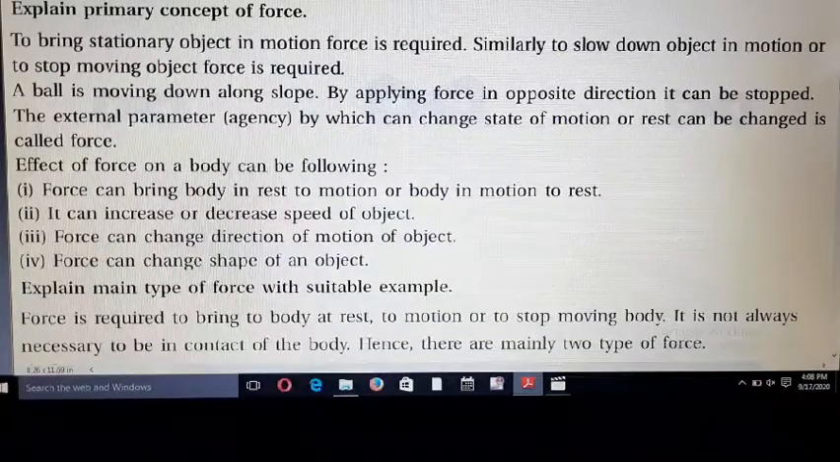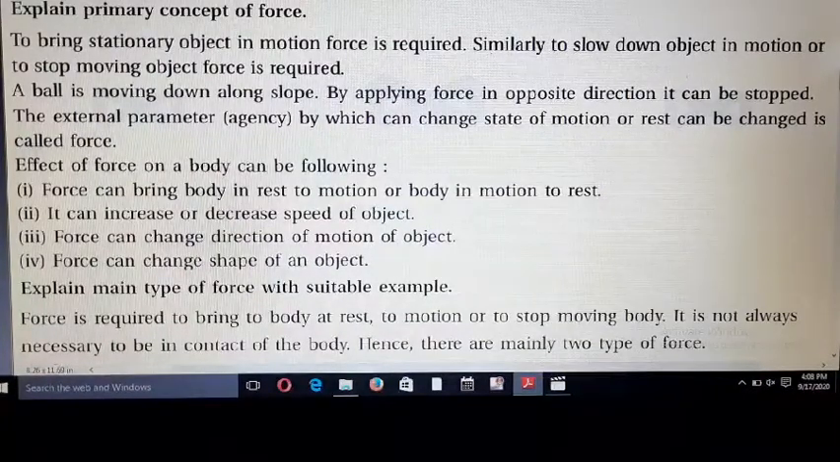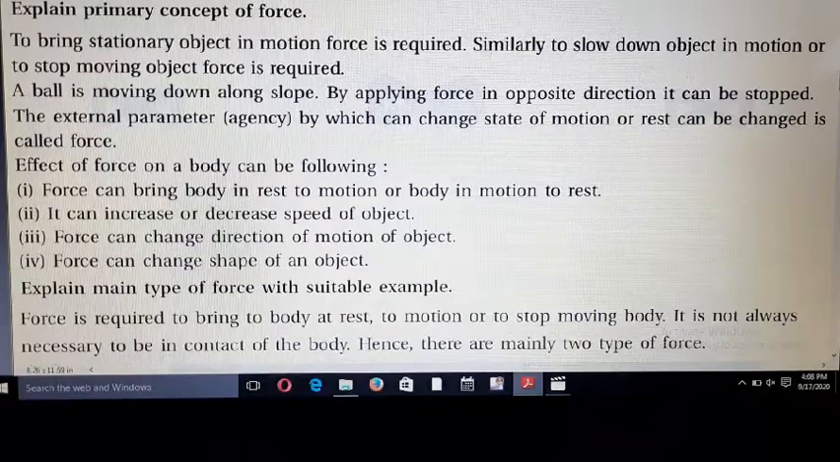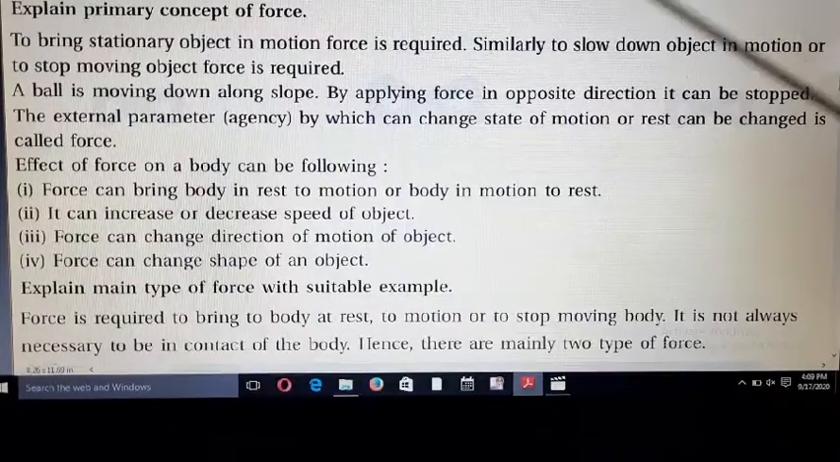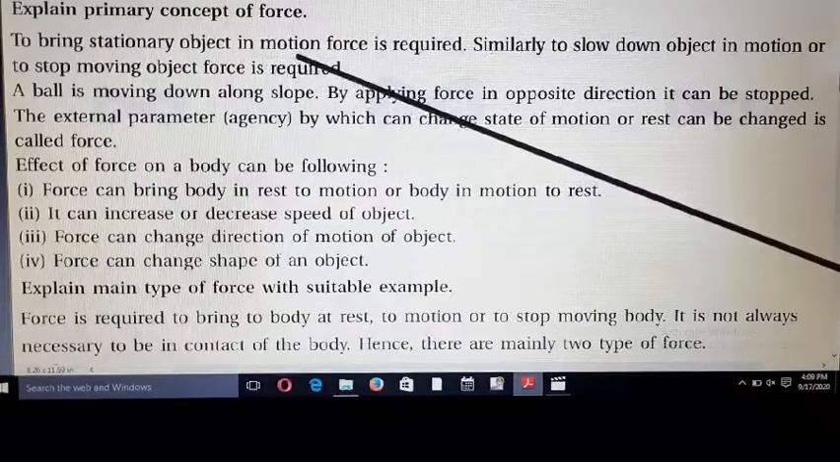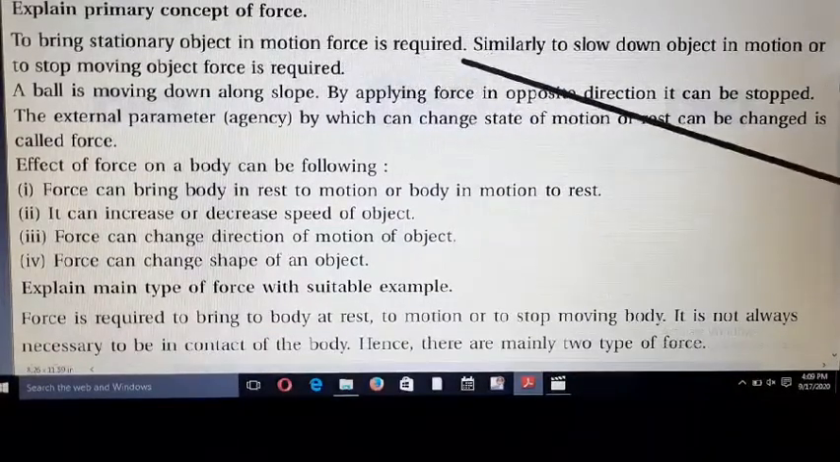Friends, we know that suppose one object is steady and now we want to move it from one place to another place. So we apply some force on this object. Without force, this object is not moved. Look here, to bring a stationary object in motion, force is required.